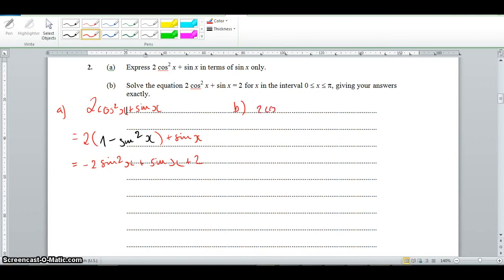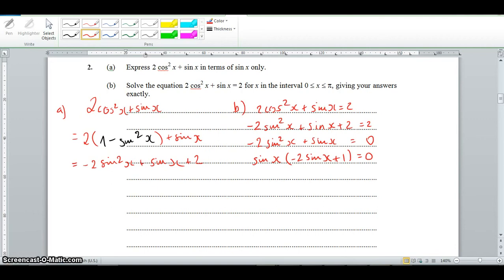2 cos square x plus sine x, this is the question, equals 2. Since this here is the same as in question A, I can replace it with negative 2 sine square x plus sine x plus 2 equals 2. Now if I subtract 2 on both sides, I get this expression here. And then I can factorize sine x and have a product of 2 things which equal 0.